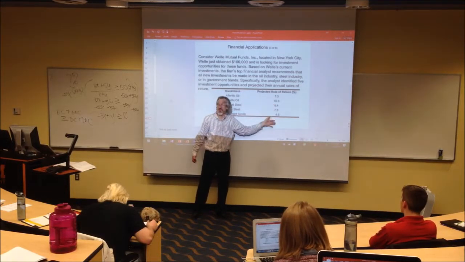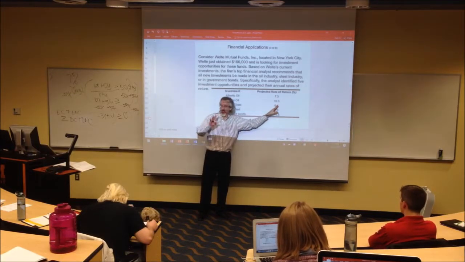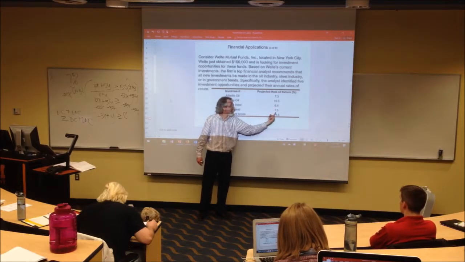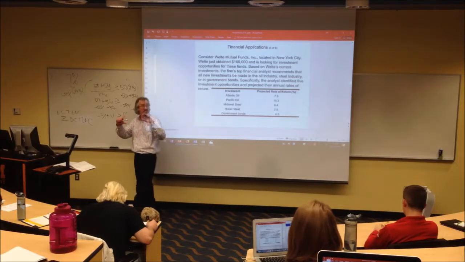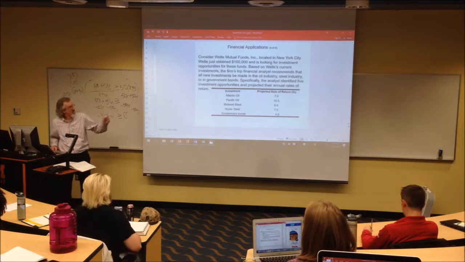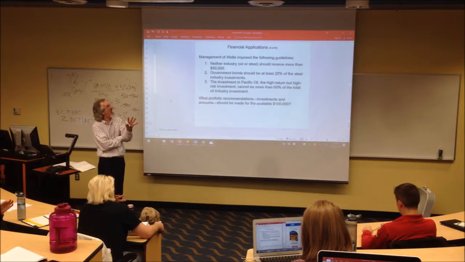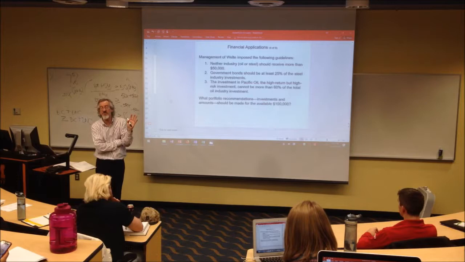Now, the reason I'm mentioning this is that if we're including these percentages in a constraint or objective function, that's 0.073, that's 0.103, that's 0.064, 0.075 and 0.045. That's how you would write them. You have to turn them into decimals. There's that information. They're saying neither industry, oil or steel, should receive more than $50,000.